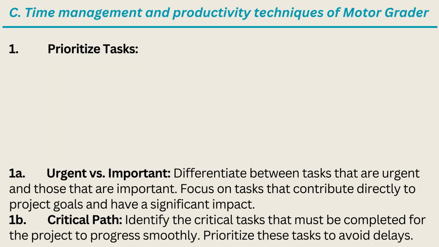1. Prioritize tasks. 1A. Urgent versus important. Differentiate between tasks that are urgent and those that are important. Focus on tasks that contribute directly to project goals and have a significant impact. 1B. Critical path. Identify the critical tasks that must be completed for the project to progress smoothly. Prioritize these tasks to avoid delays.